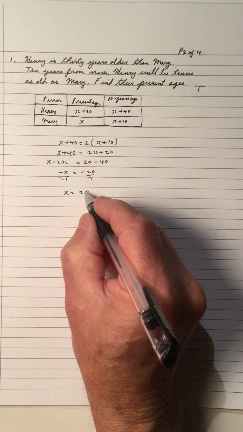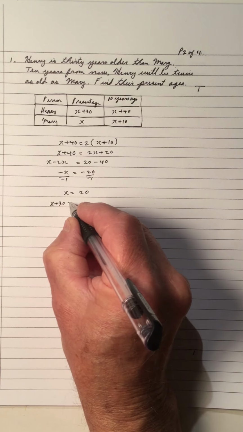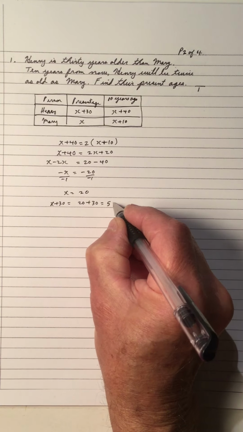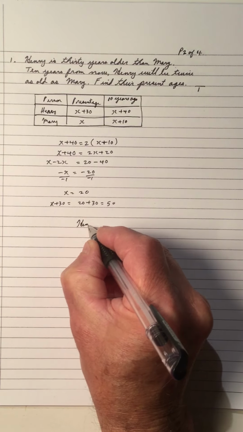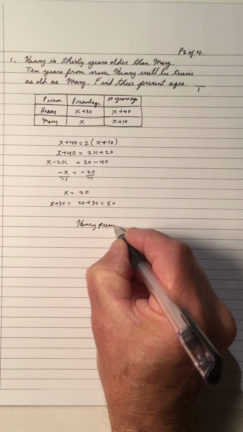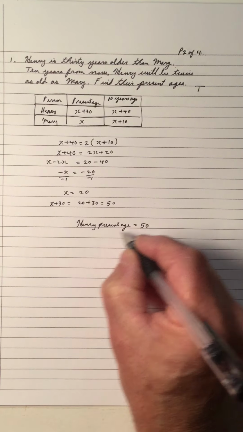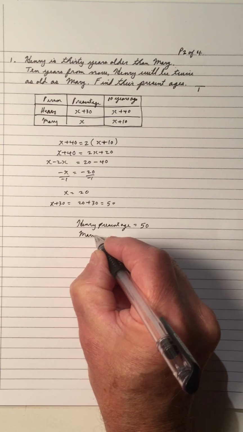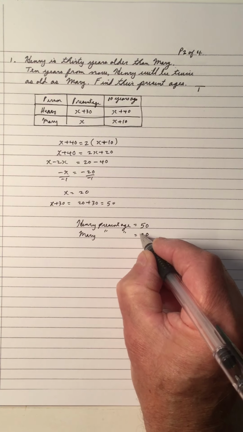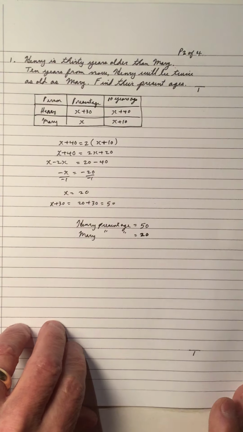So if x is 20, that means that x plus 30 is 20 plus 30, which is 50. So to finish it off, Henry's present age is 50 years, and Mary's present age is 20. If you have these 2 answers, give yourself a mark.